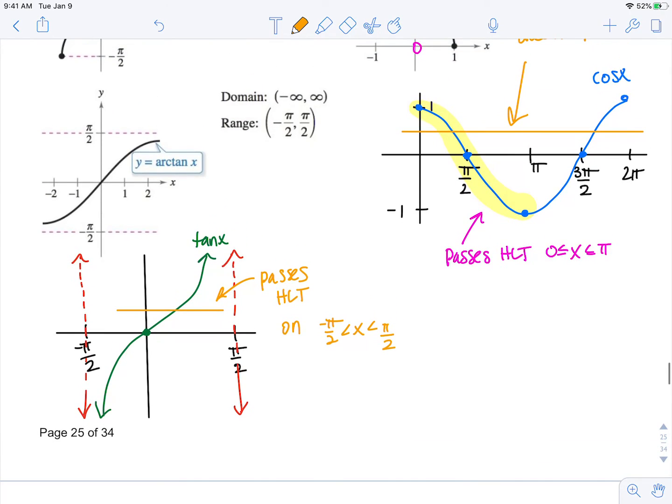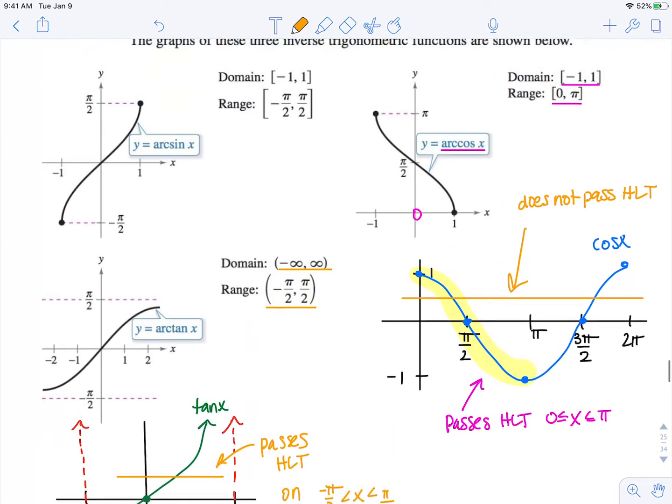So therefore, the range for arc tangent is -π/2 to π/2 because we switch our x's, and the domain goes from -infinity to infinity because we switch our y's.